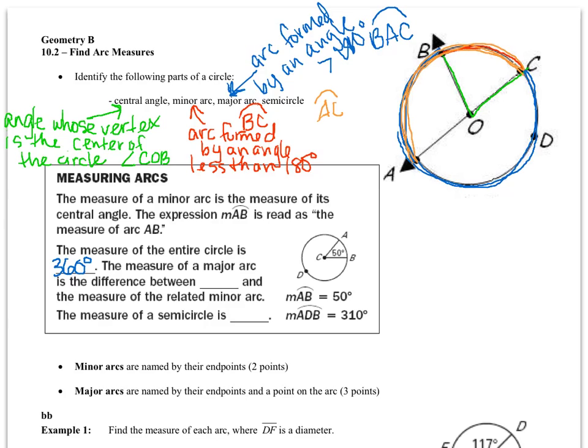The measure of a major arc is the difference between 360 degrees and the measure of the related minor arc. So the measure of a semicircle is always going to be 180 degrees because I said a semicircle is halfway around a circle. So in this example, here is a minor arc, arc AB, and that's 50 degrees. So to find the major arc, which I'll put here in green, that's arc ADB, all around the outside. To find the value of that, we do 360 degrees minus the minor arc, so minus 50 degrees to get our 310. So right here it says minor arcs are named by their endpoints. We use 2 points. Major arcs are named by their endpoints and a point in the arc. So we use 3 points to name those.